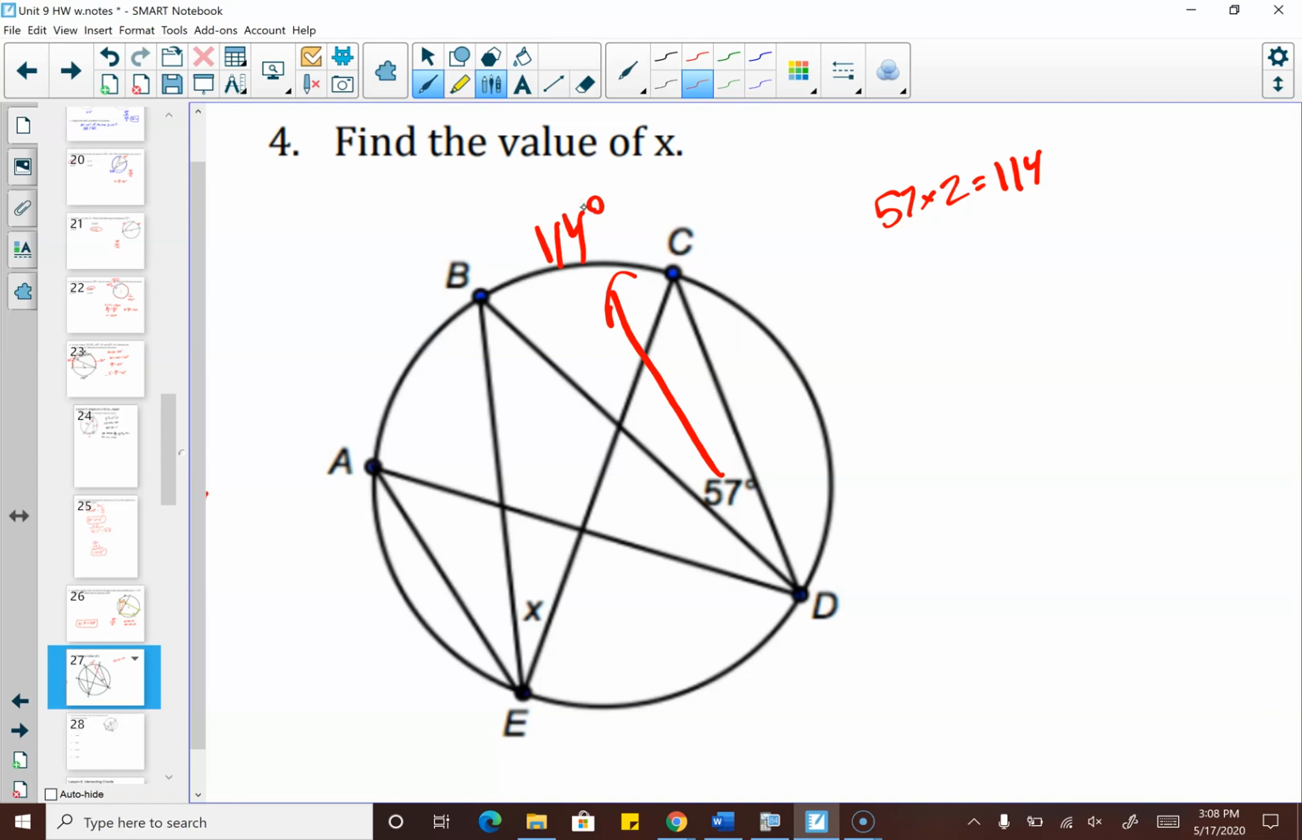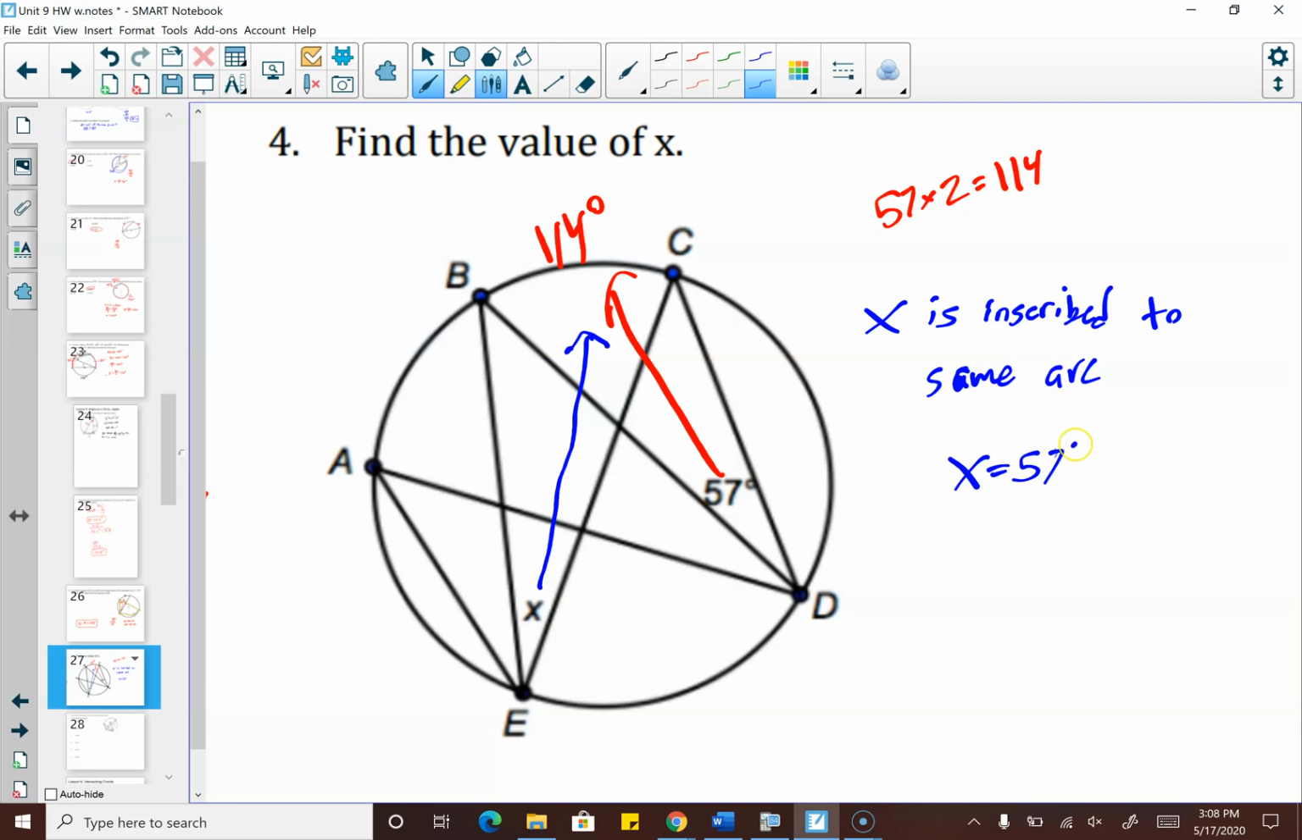All right, obviously probably not drawn to scale. Now what we should notice is that x is inscribed to that same arc. So realistically, we didn't even have to do the 114. If you find that two angles are inscribed to the same arc, you know they have to be congruent. So then we know that x is a 57-degree angle.